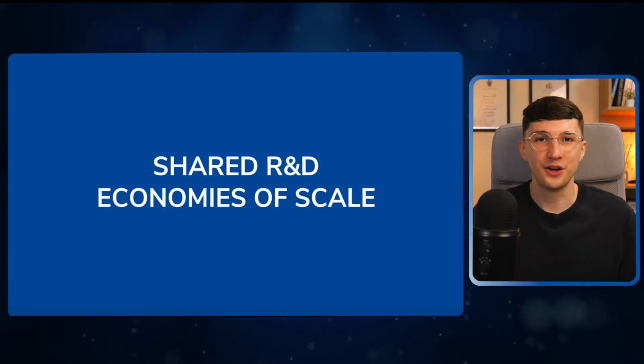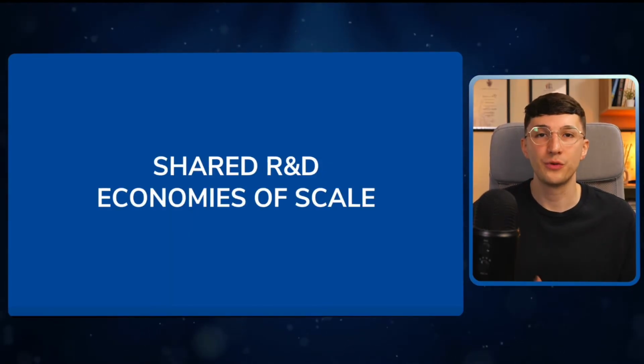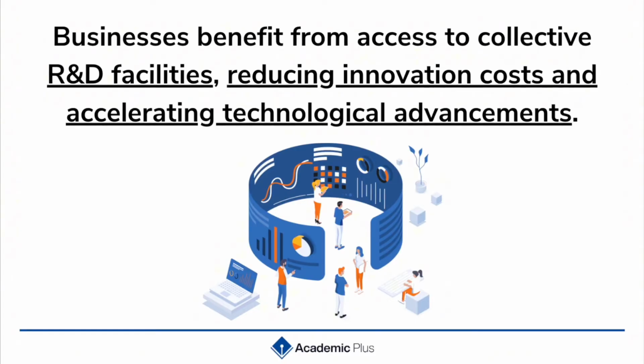The next method of external economies of scale that we also have is shared research and development facilities. Now, this is when businesses benefit from access to collective research and development facilities, which can help them reduce their innovation costs and also accelerate technological advancement. So rather than myself as a business individually trying to invest in accessing these research and development facilities, instead I can pool resources together. Companies can work together, split the high costs associated with research and development activities, such as testing, designing, experimenting.